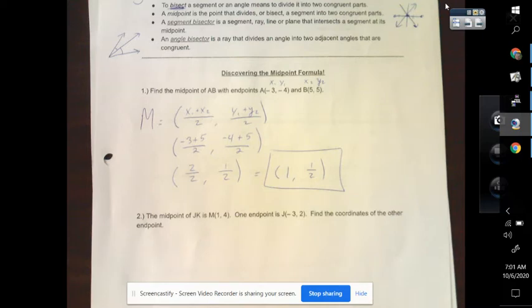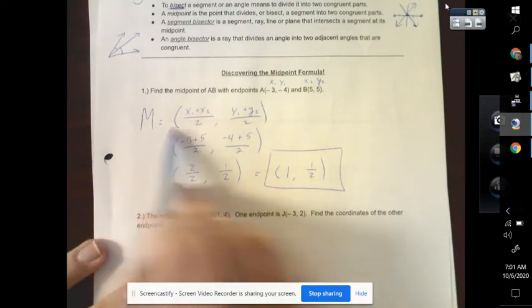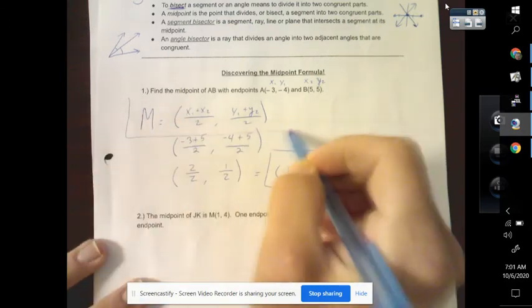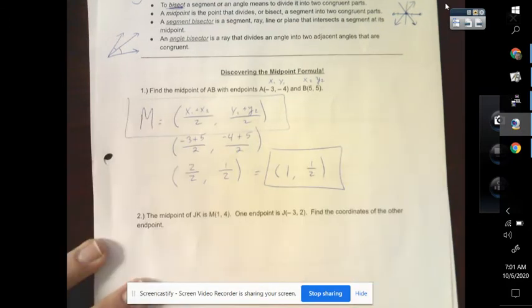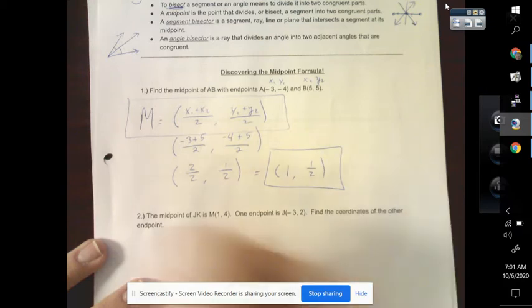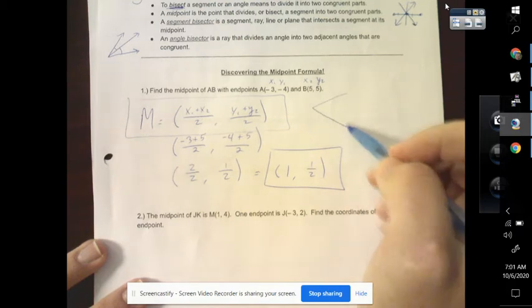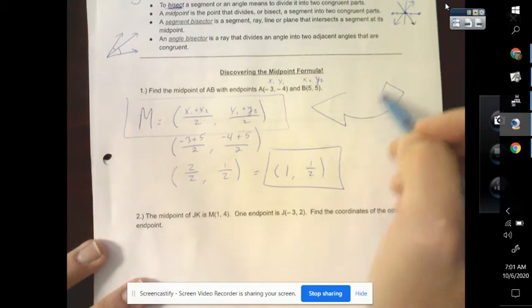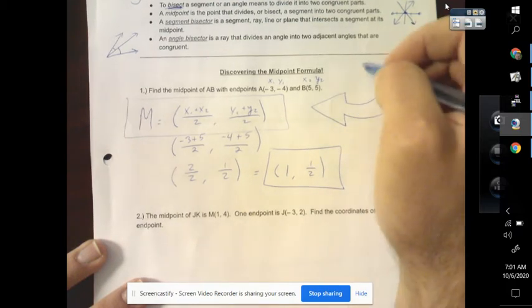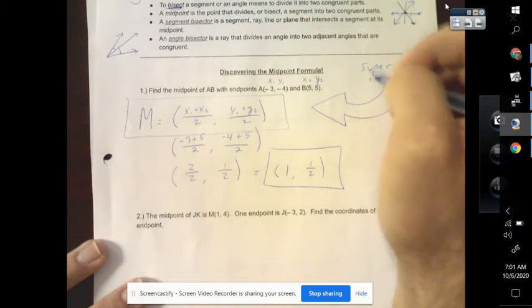So good stuff. For the midpoint formula, you are following this formula. Make sure you have this copied down. If you don't copy the rest of the problem down, I'll forgive you, but don't forget to do that. Please, please, please. It's super important.